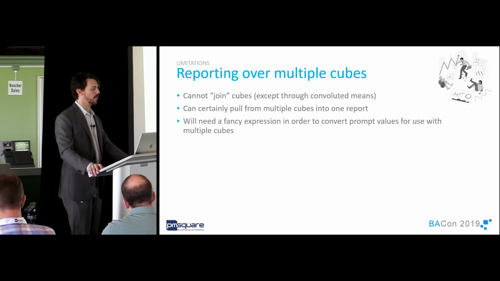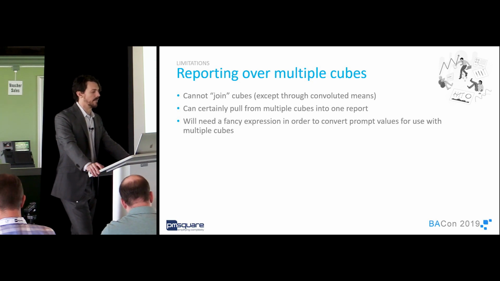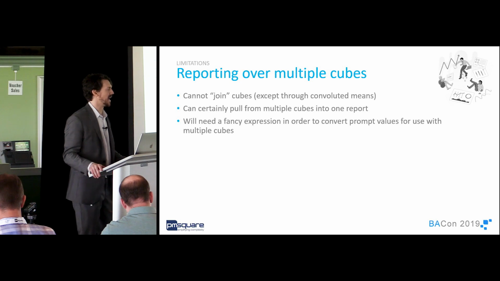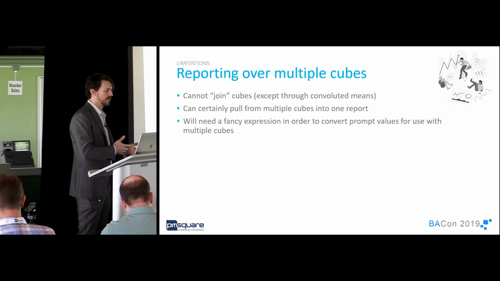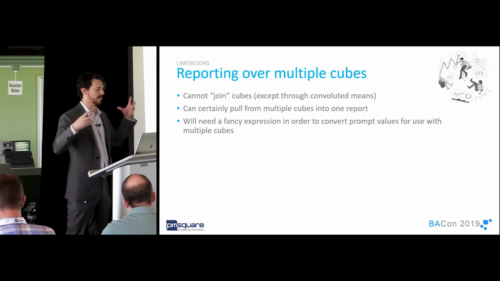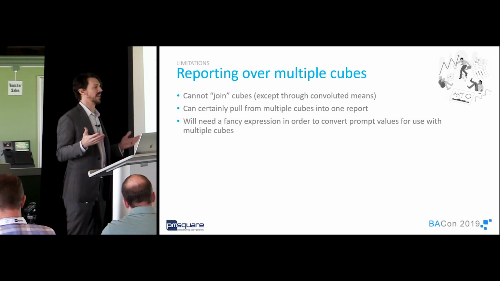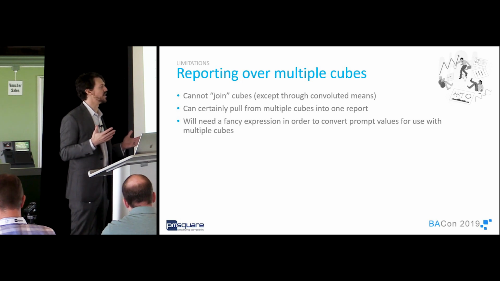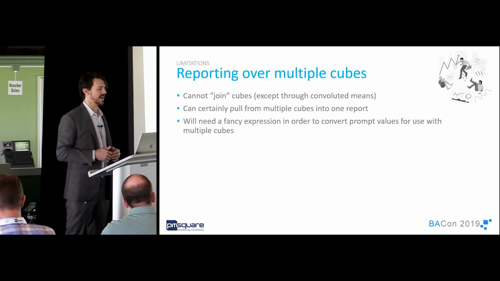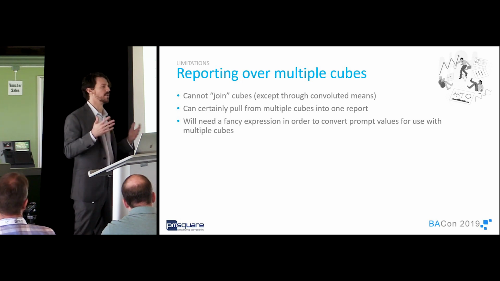Okay, reporting over multiple cubes. Just things to keep in mind here. You can't join cubes together. I put here "except through convoluted means," because technically you could pull data out of your cube into a data set, and you could use data modules and connect those things together. But I consider that very convoluted, because at that point you're losing all the dimensionality of your data.